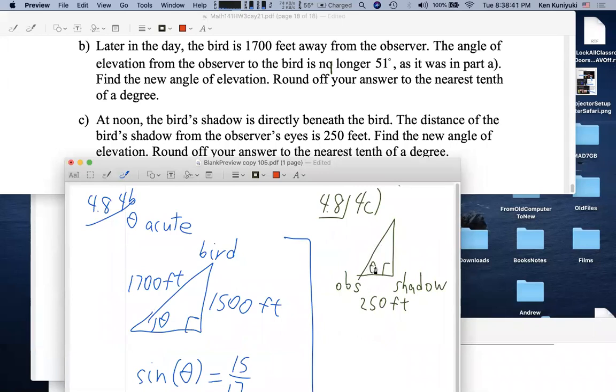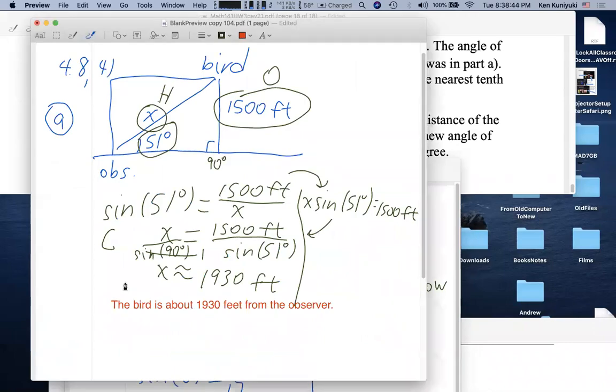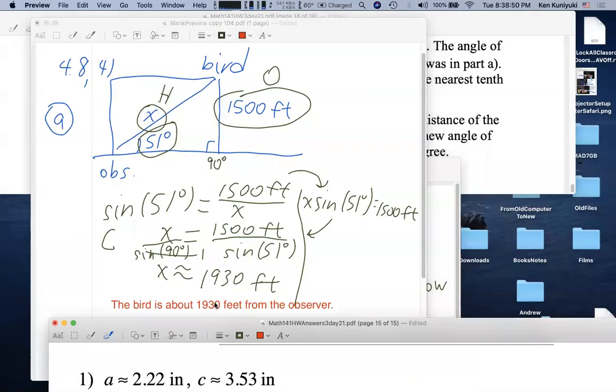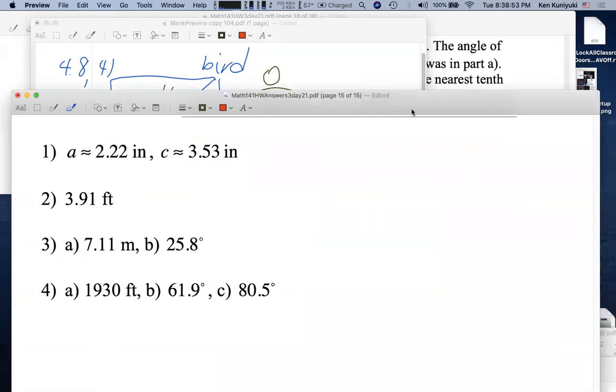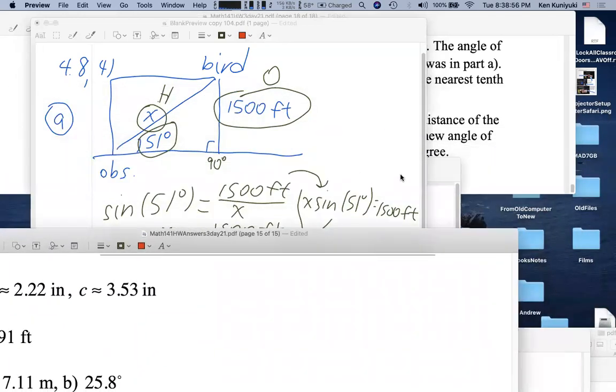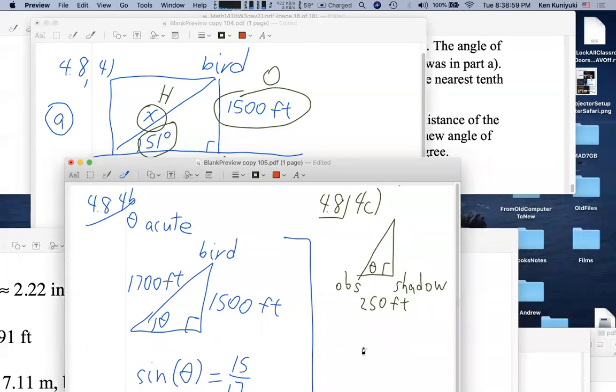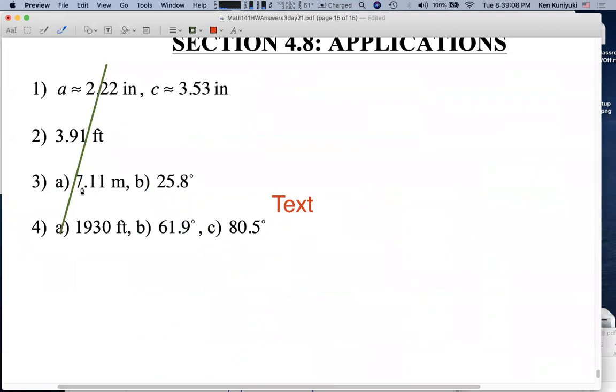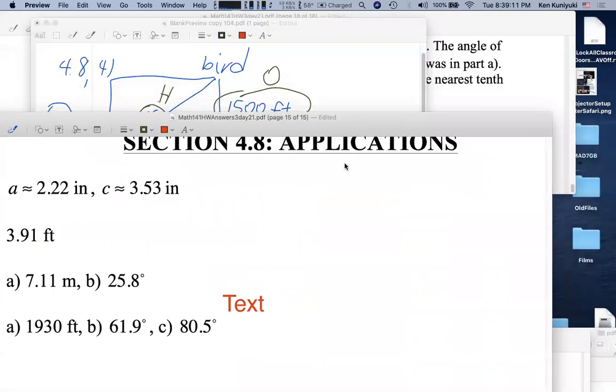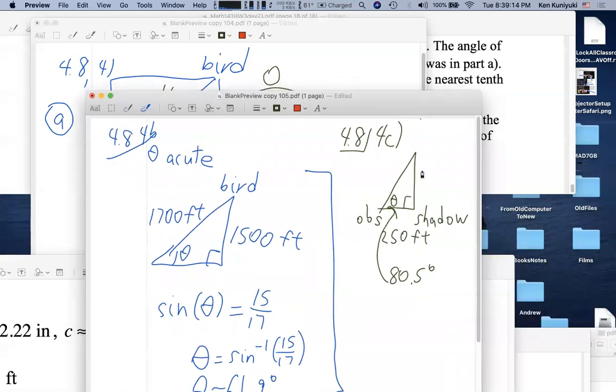So I would think that theta is pretty steep, right? Yeah, 80.5 degrees. It's pretty steep. Yeah, that's not surprising. So it turns out the answer here will be 80.5 degrees. And why is that? Yeah, the bird is still 1,500 feet in altitude. That stays constant. That's the constant for A, B, and C. In a calculus problem, that would stay constant, right?